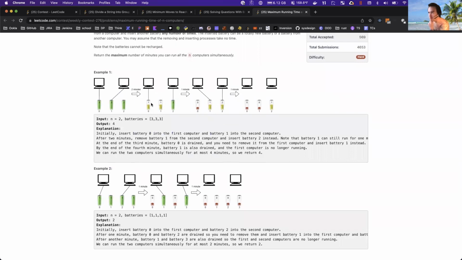Hold on. What is it saying after 2 minutes? Oh, it halves them. I see. And reuses the... well, does it have to do that? That complicated? Or no. 3 and 3. You can consume the whole 3. I don't want to consume the whole 3, is the deal, right? So this is a little bit more complicated than I really thought.